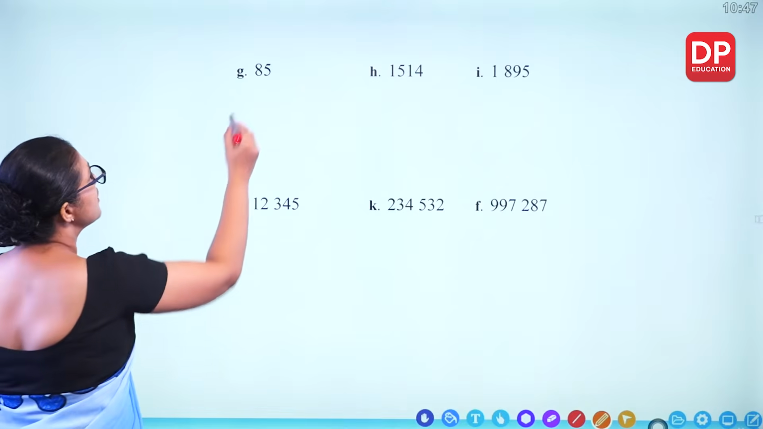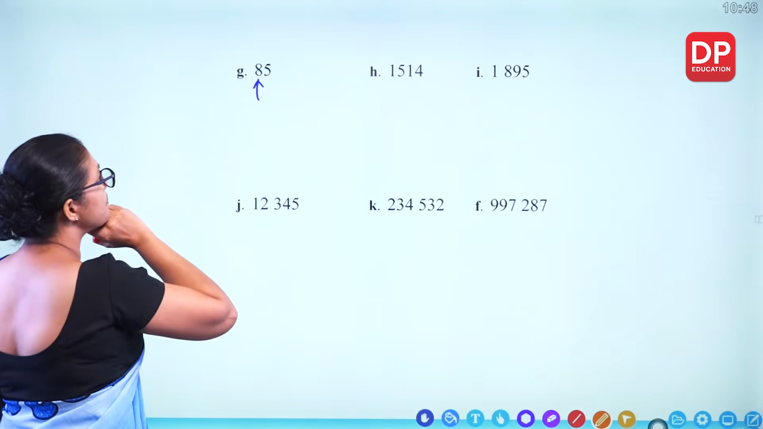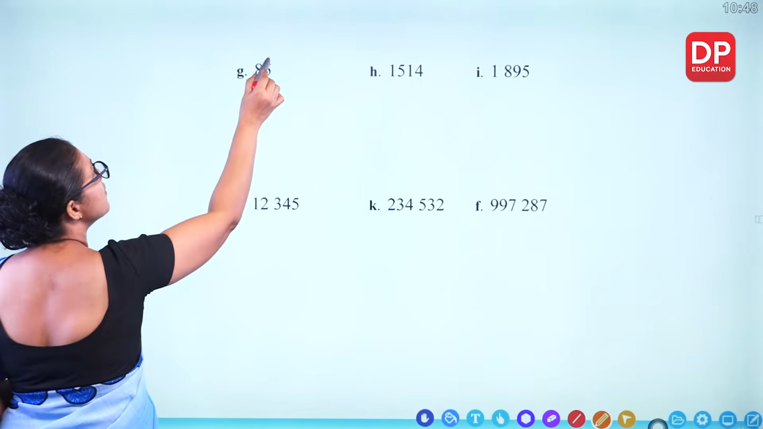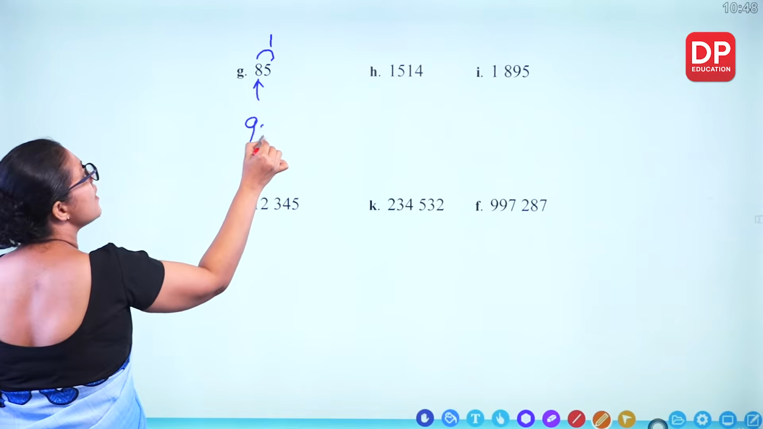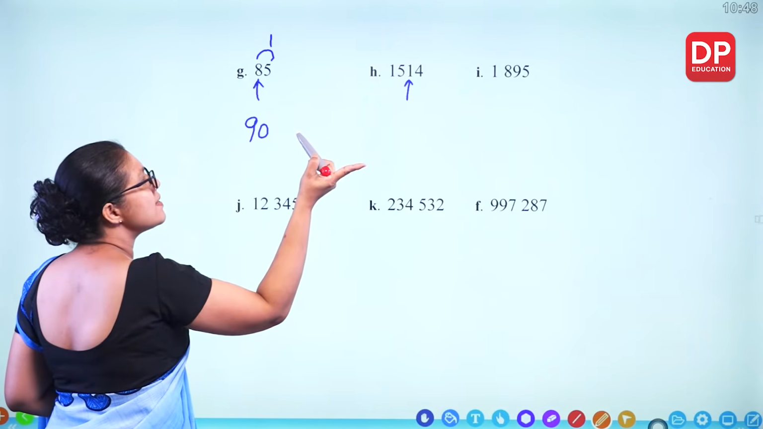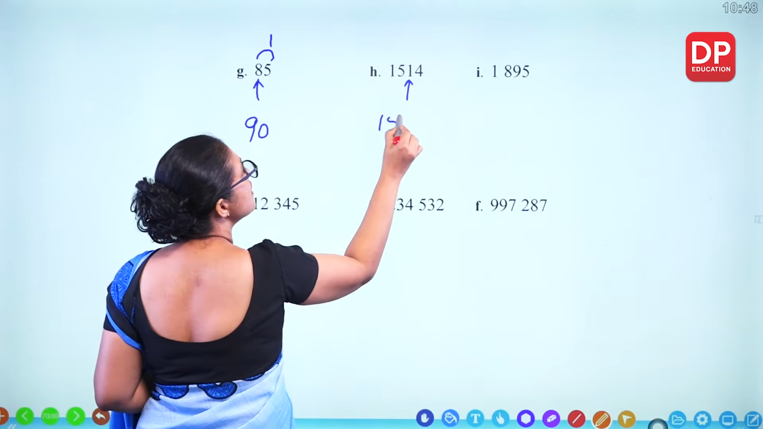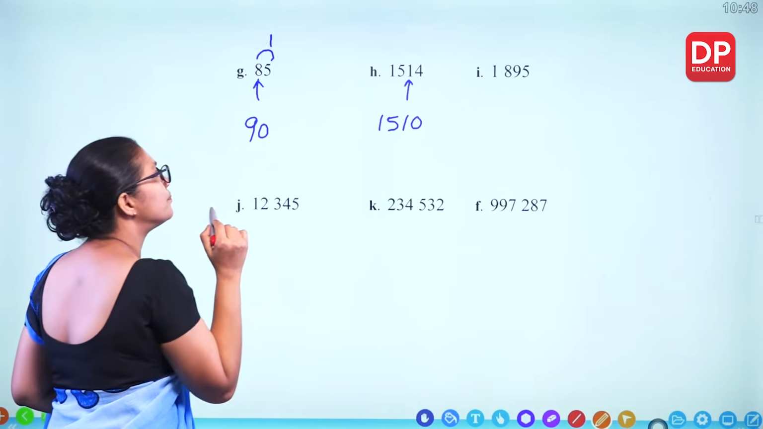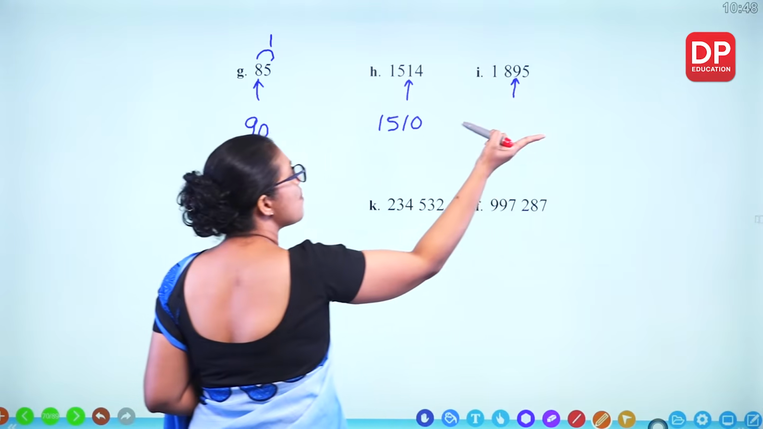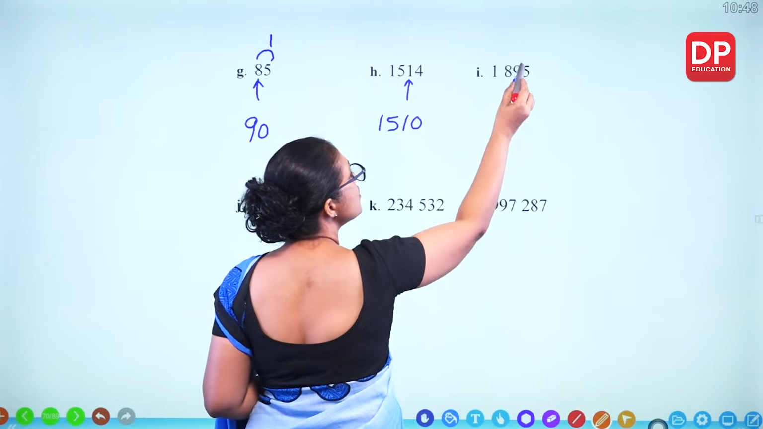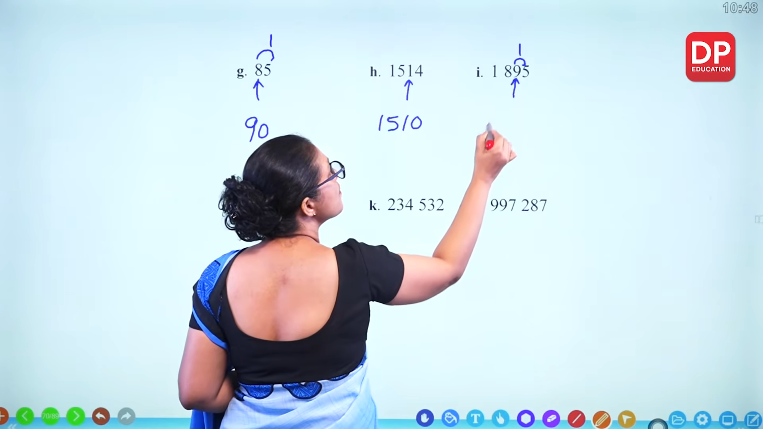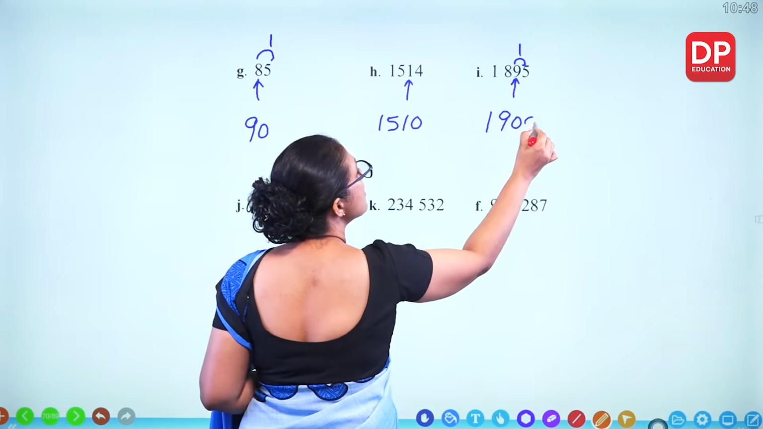85. Tens place is here. 5 or more than 5, you add 1. So 90 is the value. Tens place number is here. 4 is less than 5. So you don't add it. So put 0. 9 is the digit. Next number is 5. That means you have to add 1 to the previous one. 9 plus 1 becomes 10. So you get 1900.